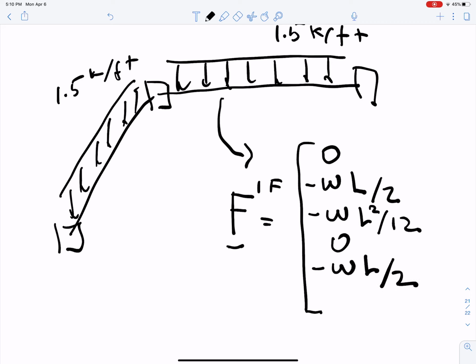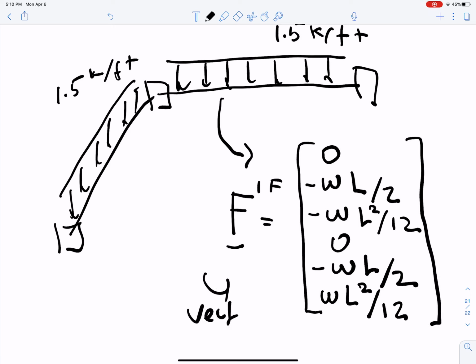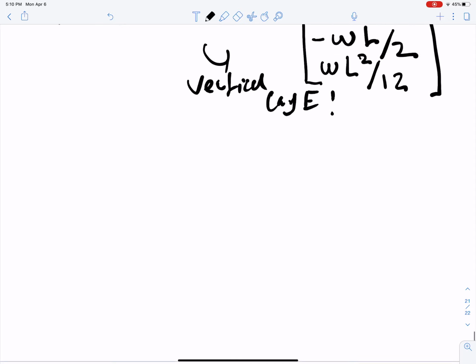The second node gets the second half of the load, and the corresponding moment here is positive, and is WL squared over 12. So this is the vertical case. What about the oblique case?